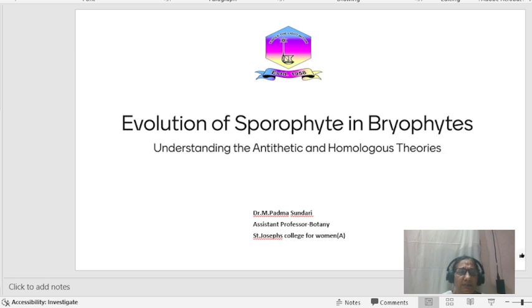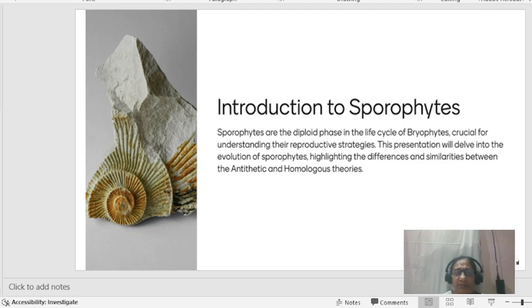So, what is a sporophyte basically? We know the sporophyte is a diploid phase in the life cycle of the bryophytes, and it is very crucial for understanding the reproductive stages. This sporophyte in bryophytes mostly depends on the gametophyte for food and nutrition. So, because of this, we are trying to find out how the sporophyte has evolved in bryophytes.